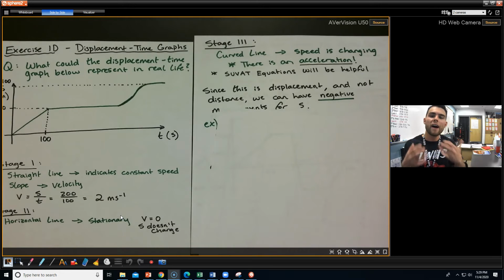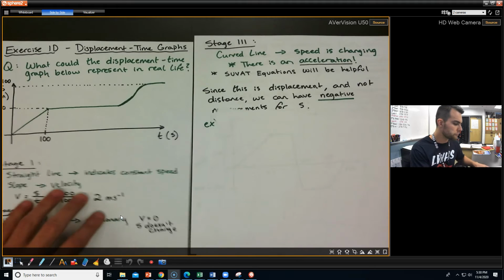This is where the Suvat equations will really be helpful when we're trying to determine what the shape of our graph is going to look like. And it's not going to be perfect, but we can make it pretty accurate, okay?